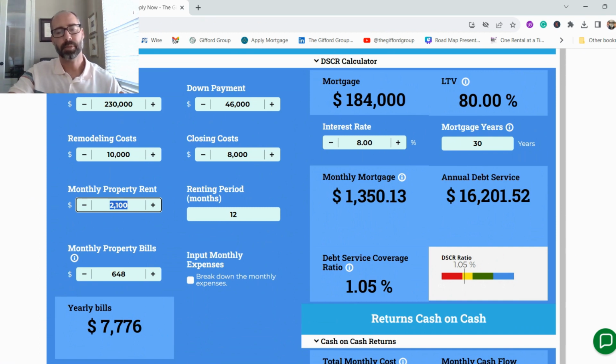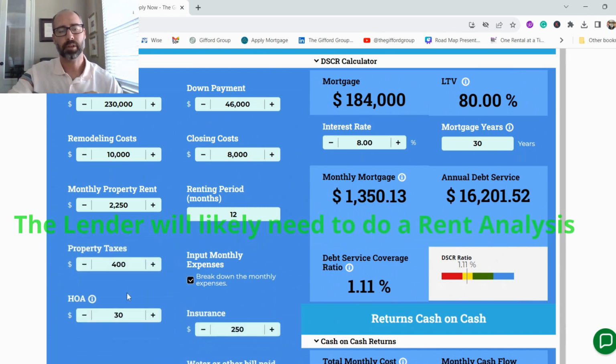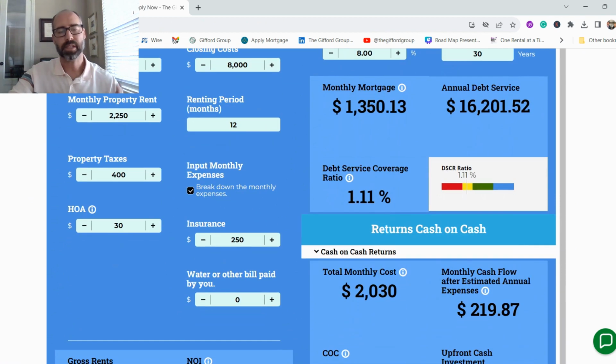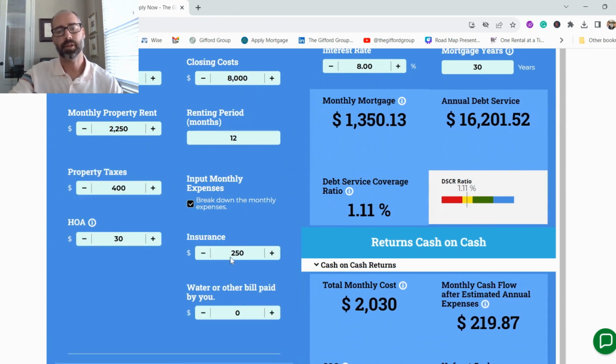Now your rent's really going to be the other big factor in here. So let's say we can get 2250 for rent on this one. And then I have the monthly property bills here. It's really just a breakdown of the property taxes, HOA, insurance, and any other bills you might pay. So I give you the option: you can just put it in as one number, or you can break it down into individual numbers here. All of these are adjustable however you want.